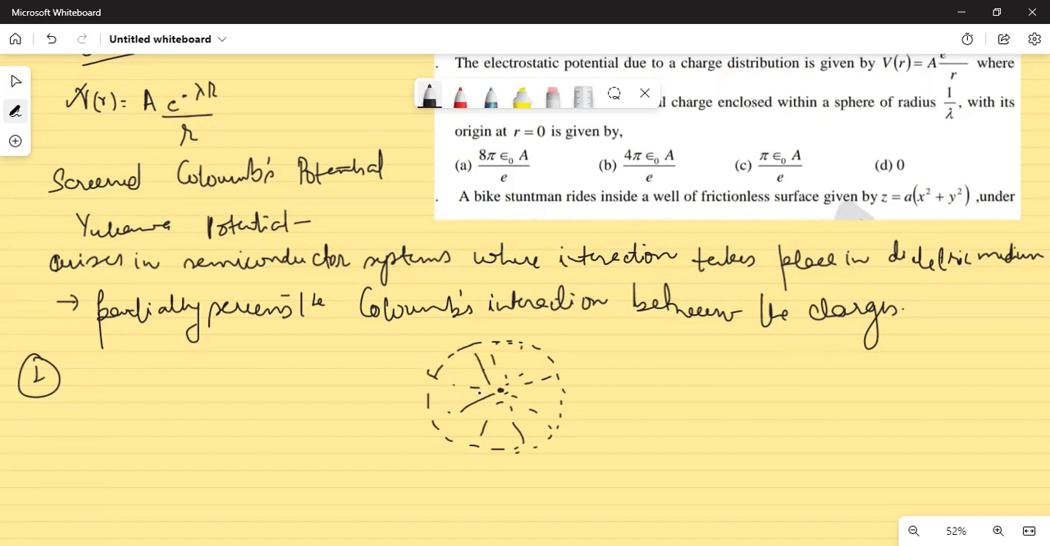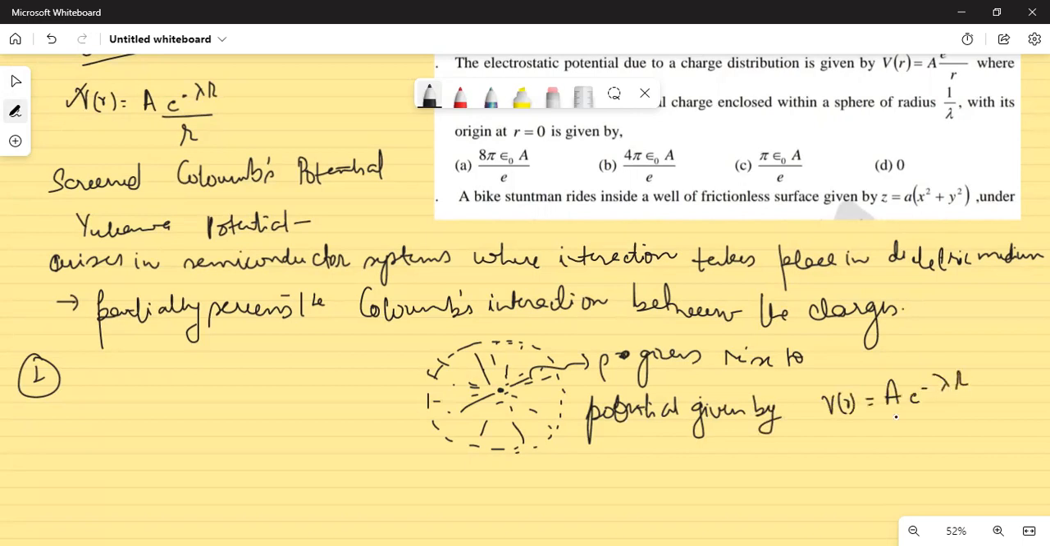I'm just trying to say that this particular rho, or charge distribution, gives rise to a potential given by V(r) = A e^(-λr)/r. So let's say this is the potential which has been given to you.